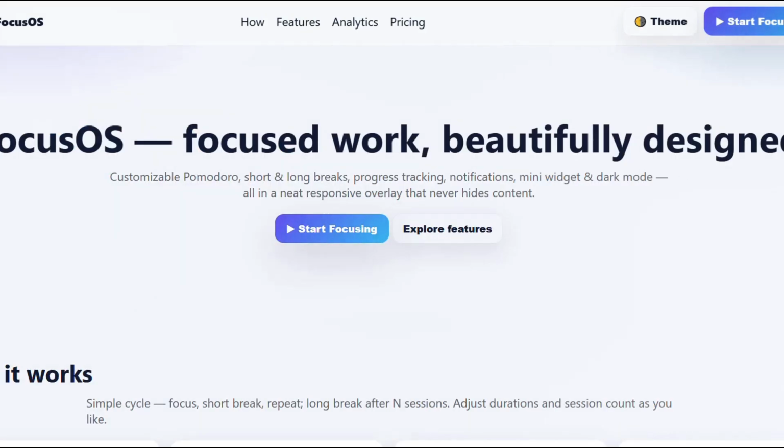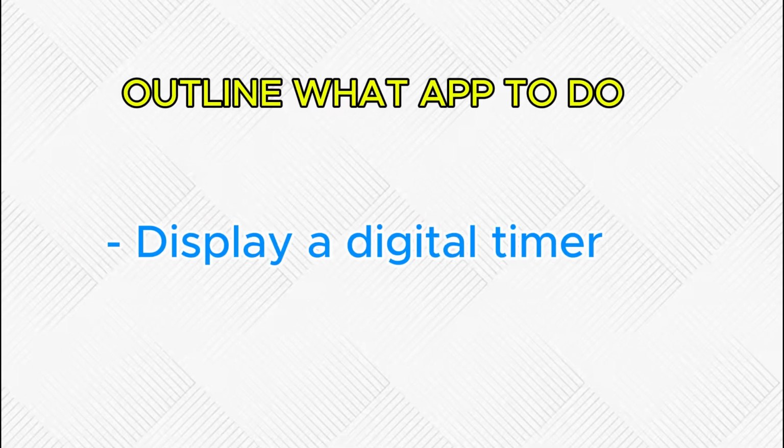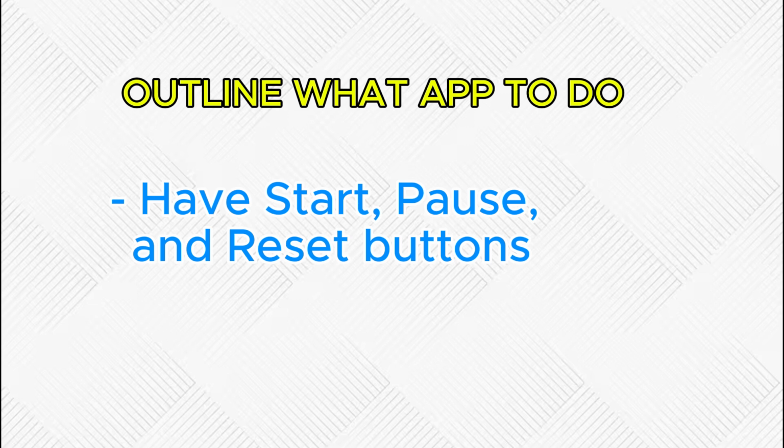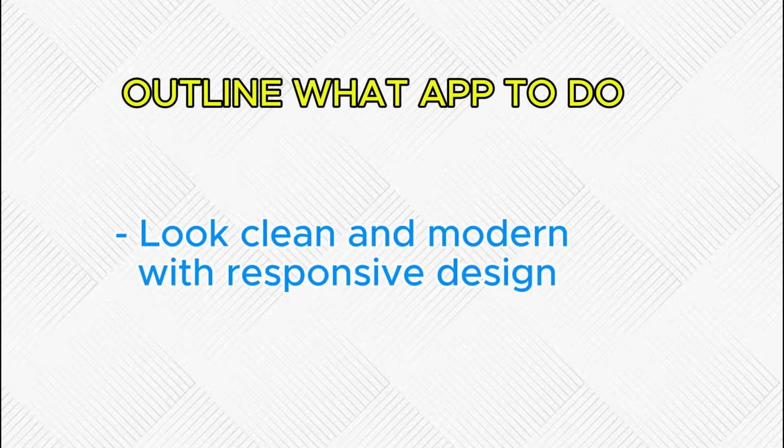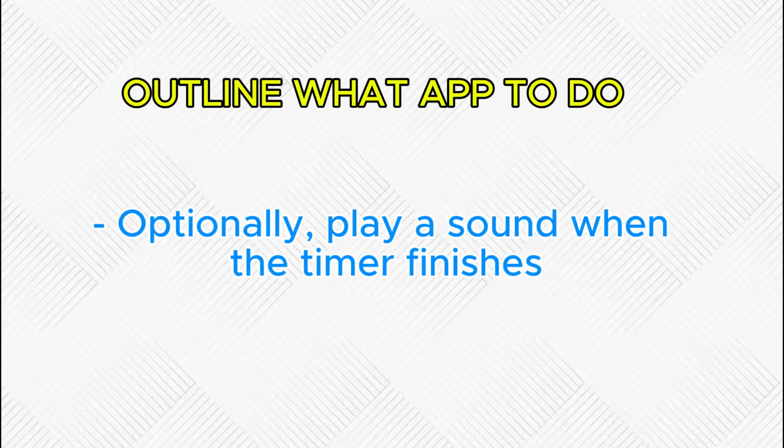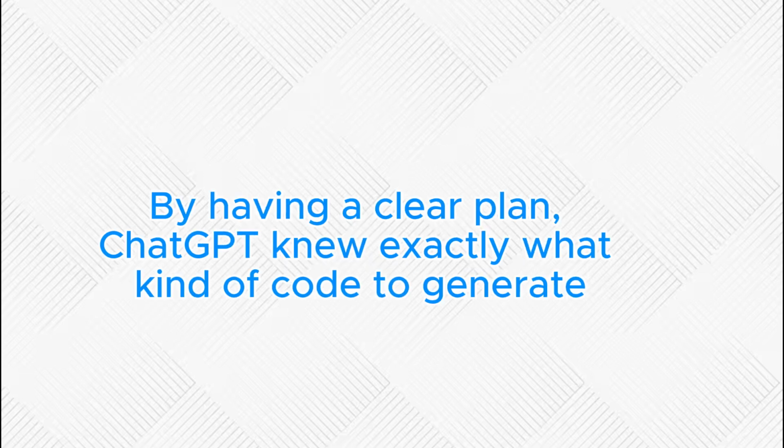Before jumping into ChatGPT, I outlined what I wanted my app to do. Display a digital timer, have start, pause, and reset buttons, look clean and modern with a responsive design. Optionally, play a sound when the timer finishes. By having a clear plan, ChatGPT knew exactly what kind of code to generate.